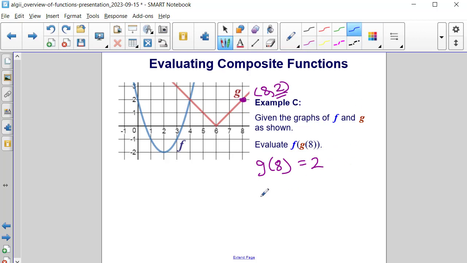So now we are going to evaluate f of 2. So now if we go to 2 and we find it in our function f, it's down here at negative 2.